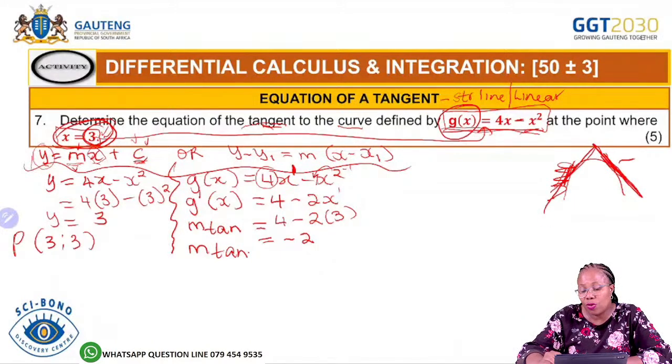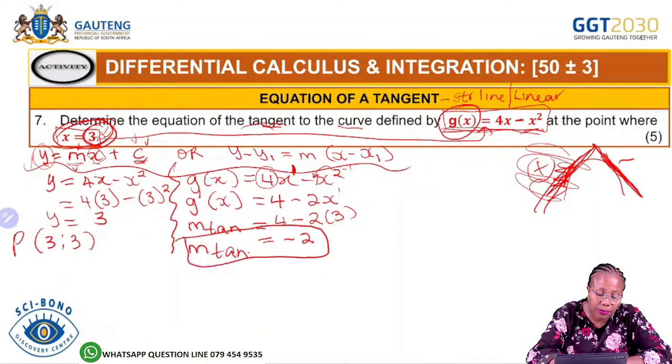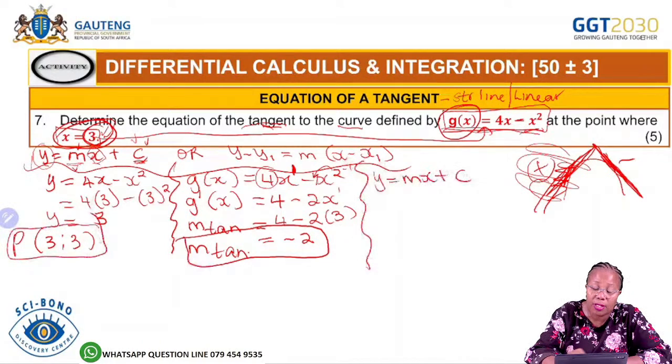This one, when it goes this way, is increasing. That means it needs a positive gradient. So the calculation is telling us this line goes in that format. Happy now, you have a gradient. You have a point. You can now look at your equation. Y is equal to mx plus c. That's the easiest for me.